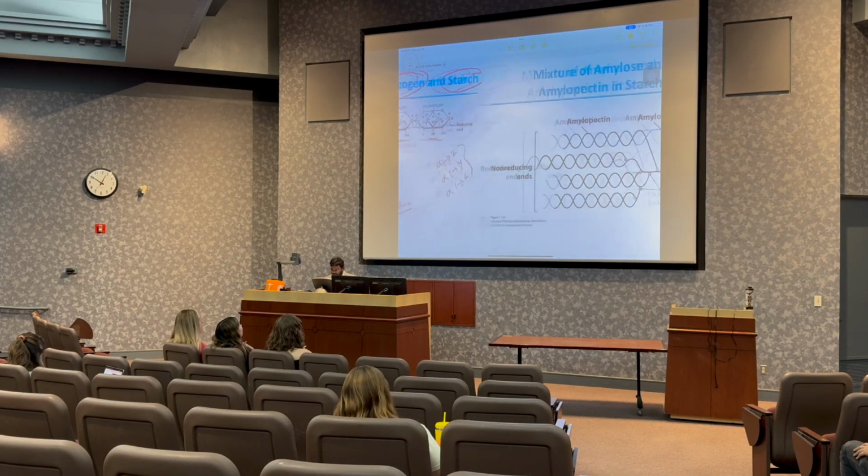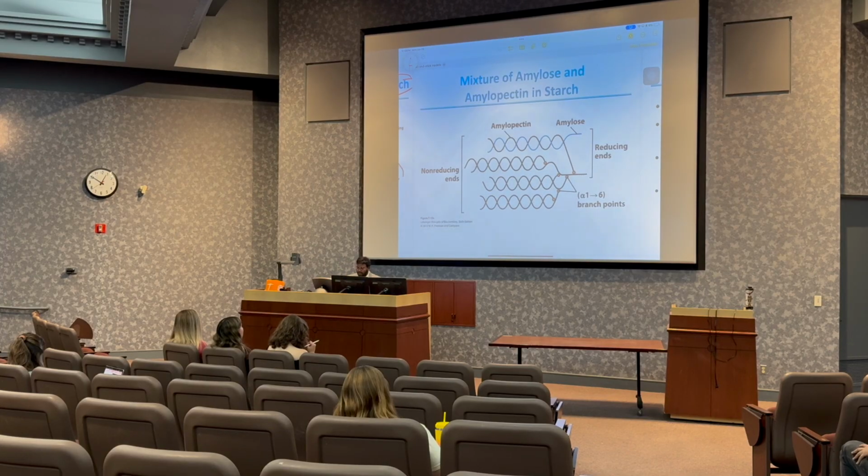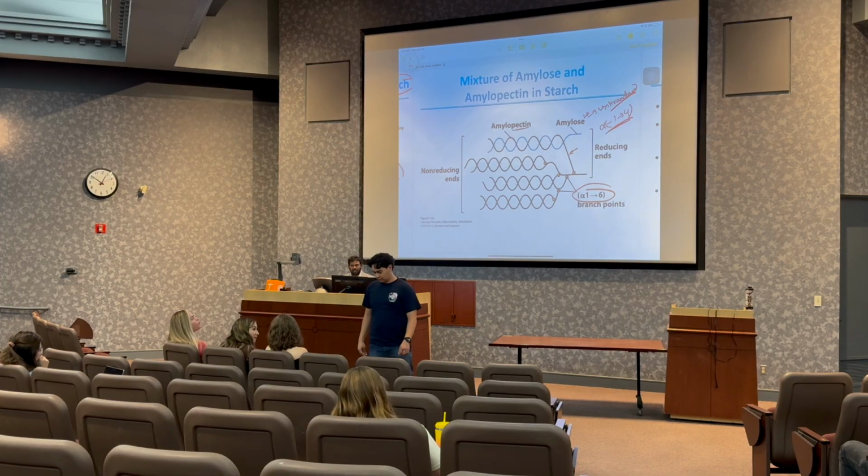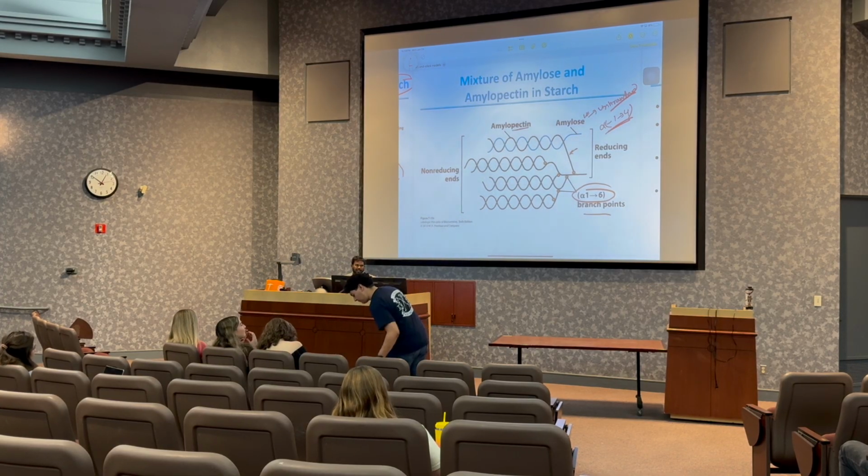Okay, so this is how a mixture of amylose and amylopectin looks. Amylose is never branched; it is an unbranched structure of starch. Amylopectin, which is this one, has branches, and they are interconnected to each other. Branch points are alpha 1-6, and unbranched parts are attached with alpha 1-4. So they have alpha 1-4 linkage and alpha 1-6 linkage.